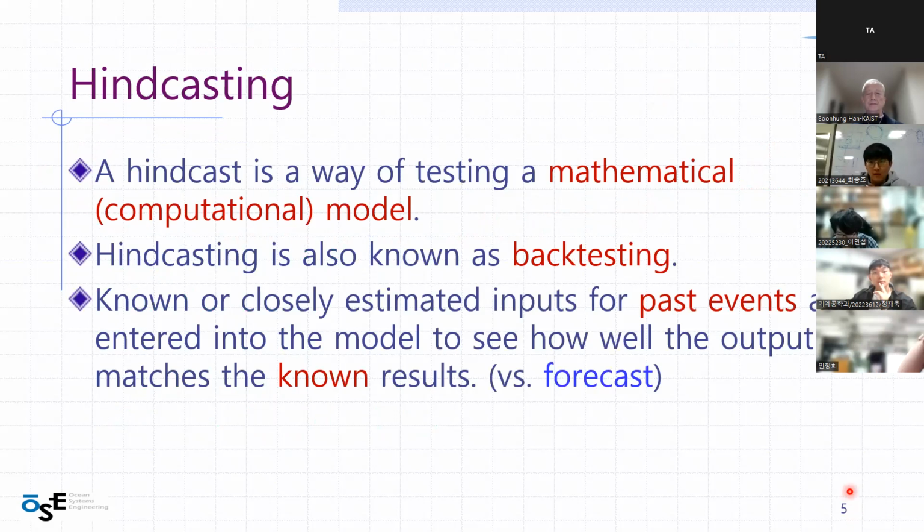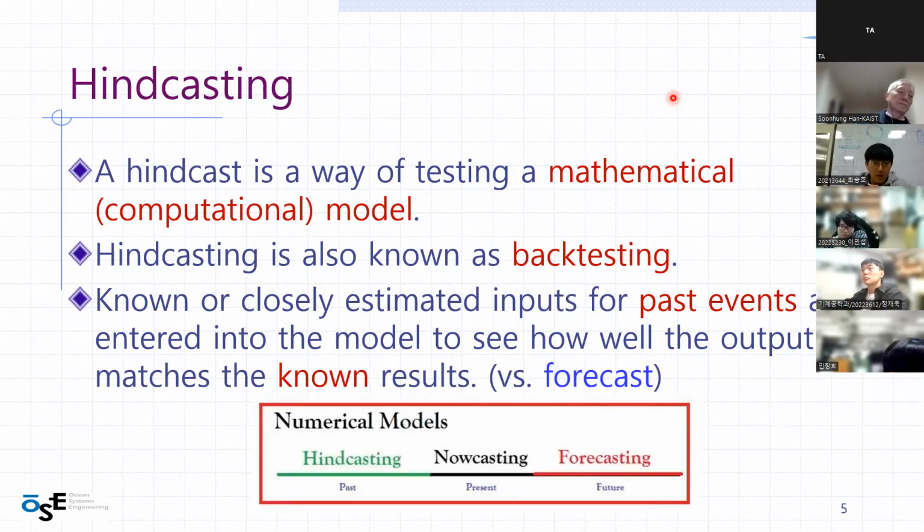Hindcasting is a way of testing a mathematical model. Hindcasting is also known as backtesting. Known or closely estimated inputs for past events are entered into the model to see how well the output matches the known result. And this schematic shows the difference between hindcasting and forecasting.